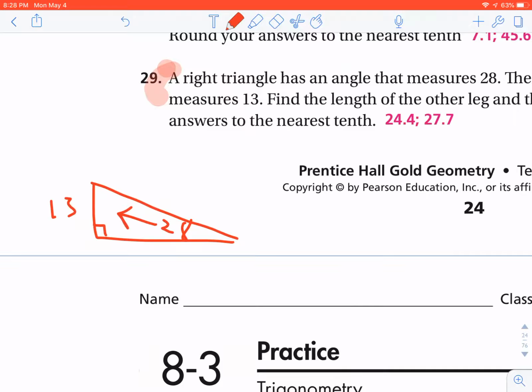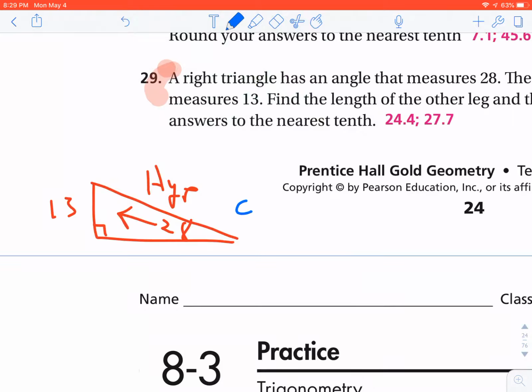So for one of these, you have to use trig. Once you use trig, you can use trig a second time, or you can use the Pythagorean theorem. It doesn't matter which you choose. And it doesn't matter which one you find first, the hypotenuse or the leg. Let's just find the hypotenuse first.